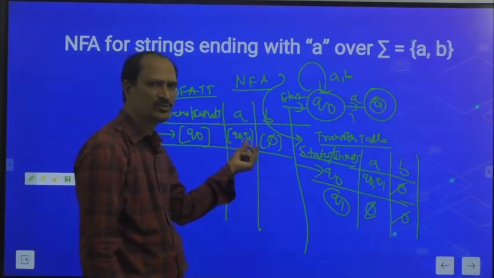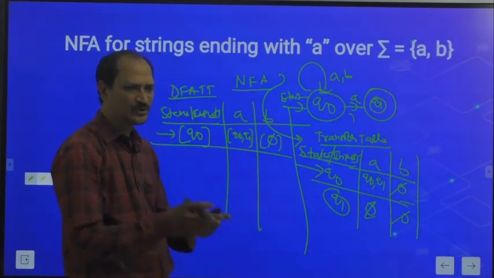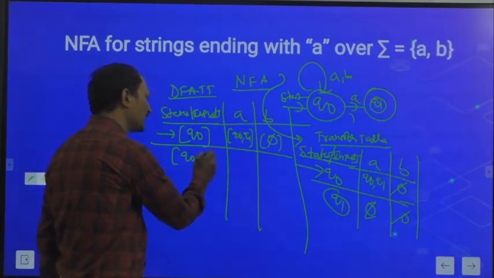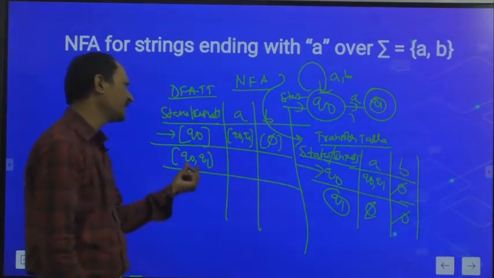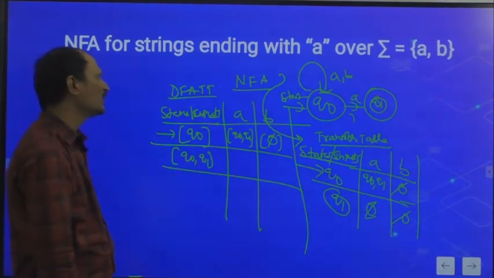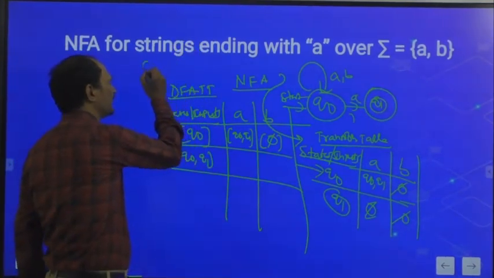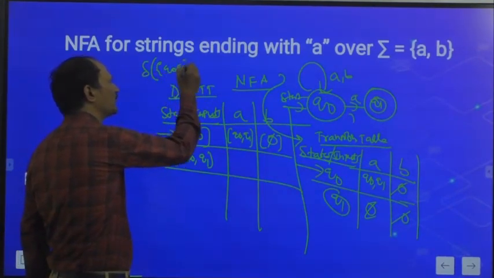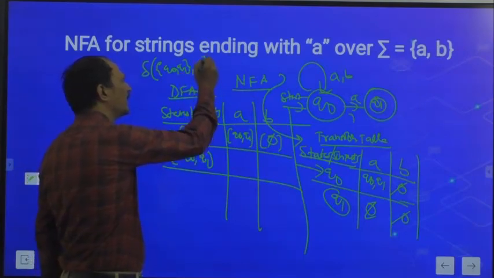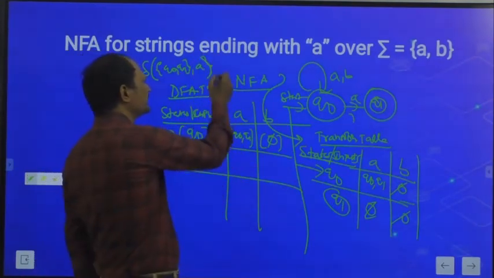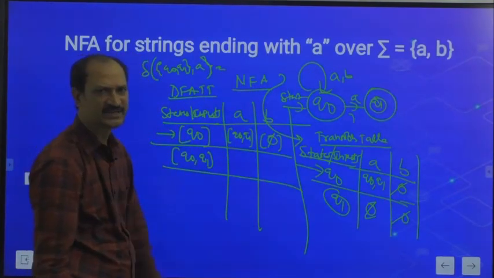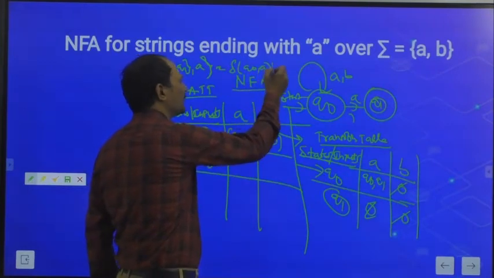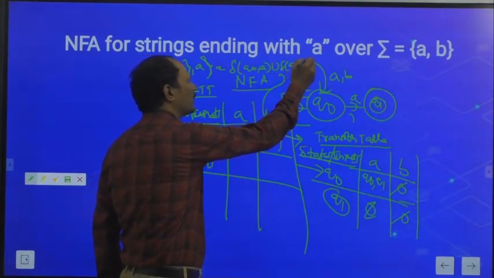Here Q0 comma Q1 is the new state, right? You are going to take that new state Q0 comma Q1 as the next row. Now you are going to apply A on Q0 comma Q1. How do you apply A on Q0 comma Q1? I can say delta of Q0 comma Q1 comma A. This is what is called an extended transition function. I am going to write delta of Q0 comma A union delta of Q1 comma A.